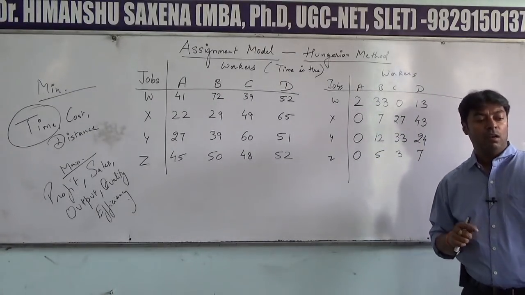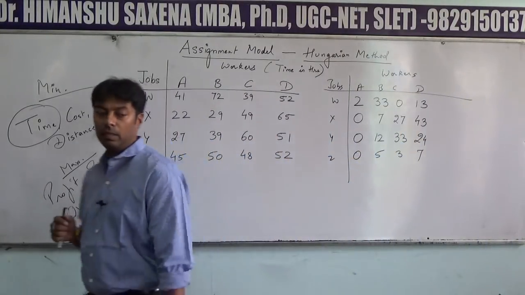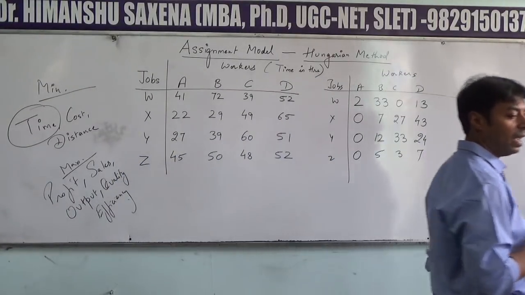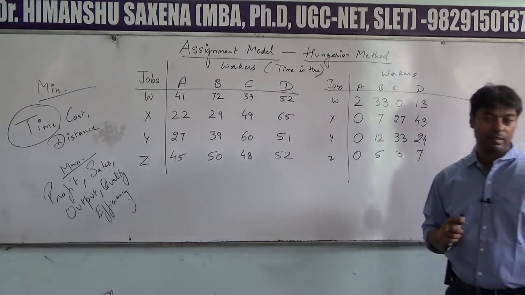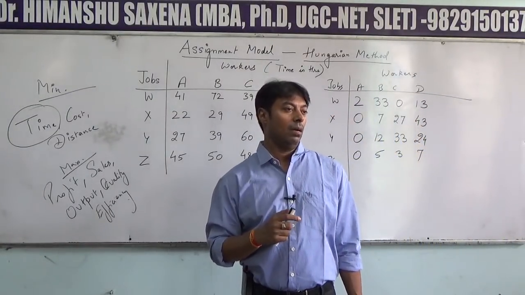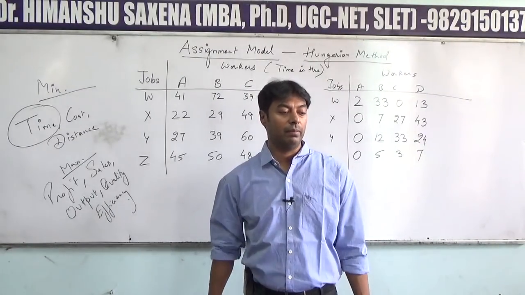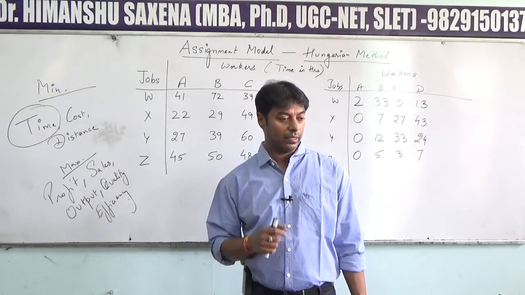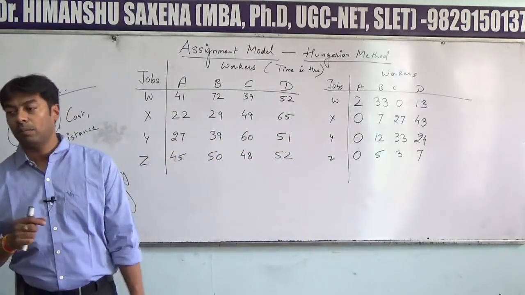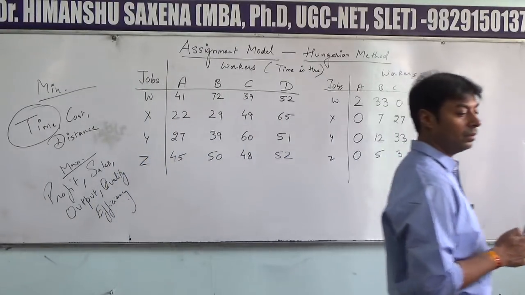Select the minimum element from every column and subtract it from all the elements of the respective column.